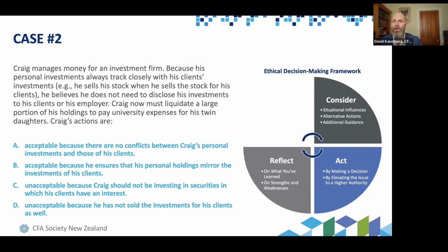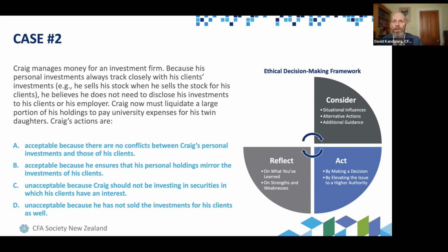Cool. So, poll questions. Two clear answers there in terms of audience participation. That's interesting. We've got main answers for: it's acceptable because there's no conflict of interest between the personal investments and those of his clients. And also the opposite of that: unacceptable because Craig should not be investing in securities in which his clients have an interest. Alrighty, so let's step through.